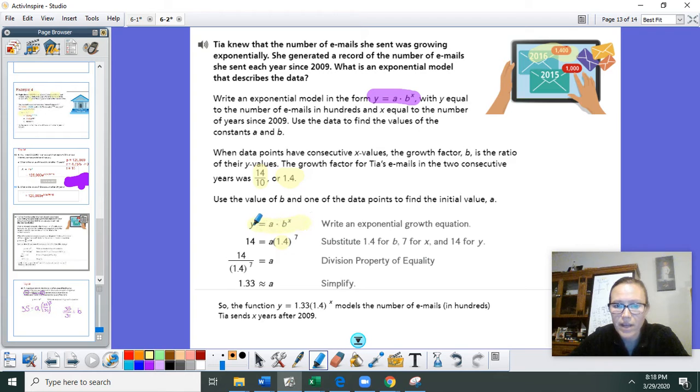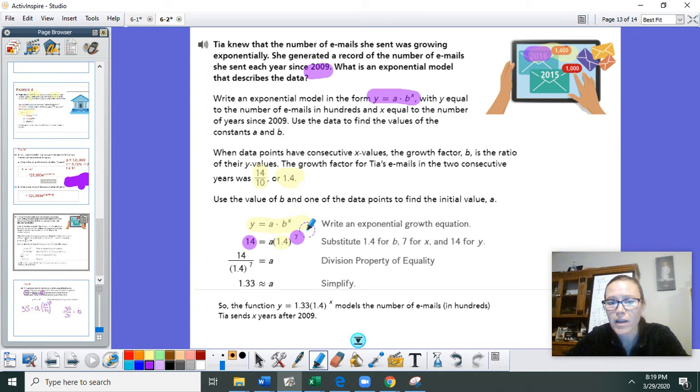We start out with our exponential equation. And then where in the world does that 7 come from? That's the question that I don't think this example makes quite as clear as it could. And so that 7 is coming from the difference between our 2009 and our 2016. And so that 7, if we were writing our values in a table, that would be the 7th value, and it would correspond with 1,400 emails.